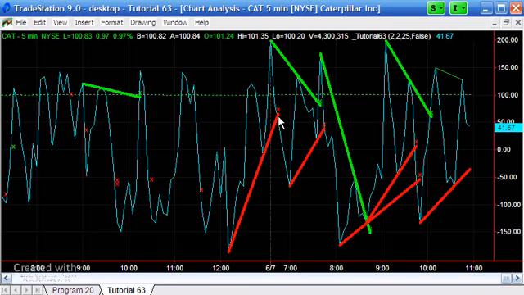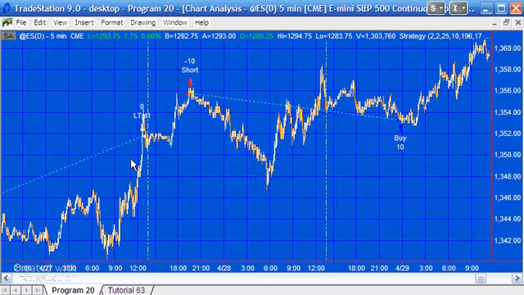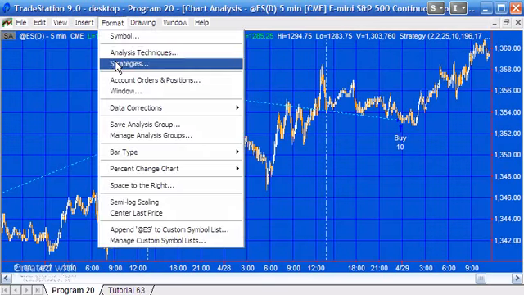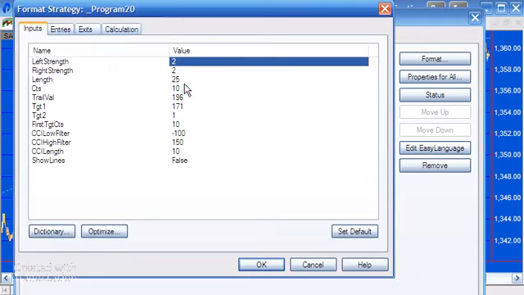Incidentally, if you do decide to download this program, I'm going to include the tutorial 63 indicator, and I'm also going to include a bonus video which explains how I went about converting the indicator to the strategy, which is something that you might find useful for other indicators that you want to convert to strategies. So anyway, let's go ahead and just go through the inputs, and I'll explain what each of them does.